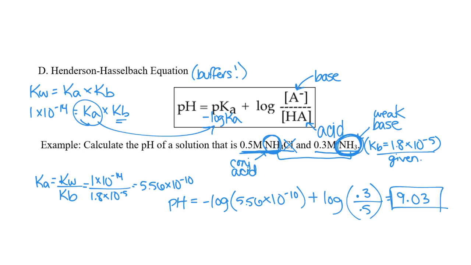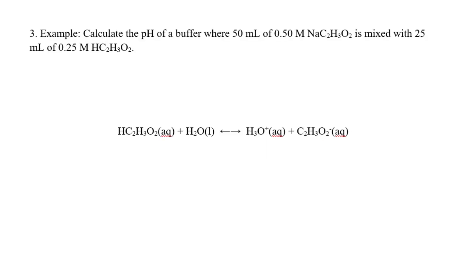Okay, let's go back up to the example higher up on the page. We'll do that one as well. So in this example, we want to calculate the pH of a buffer where I have 50 milliliters of 0.5 molar sodium acetate mixed. Keyword: when you see mixed, you automatically need to think these are mixed together. So concentrations are changing. So I'm going to have to do M1V1 equals M2V2. When you see solutions being mixed together, and it's being mixed with 25 milliliters of 0.25 molar acetic acid.